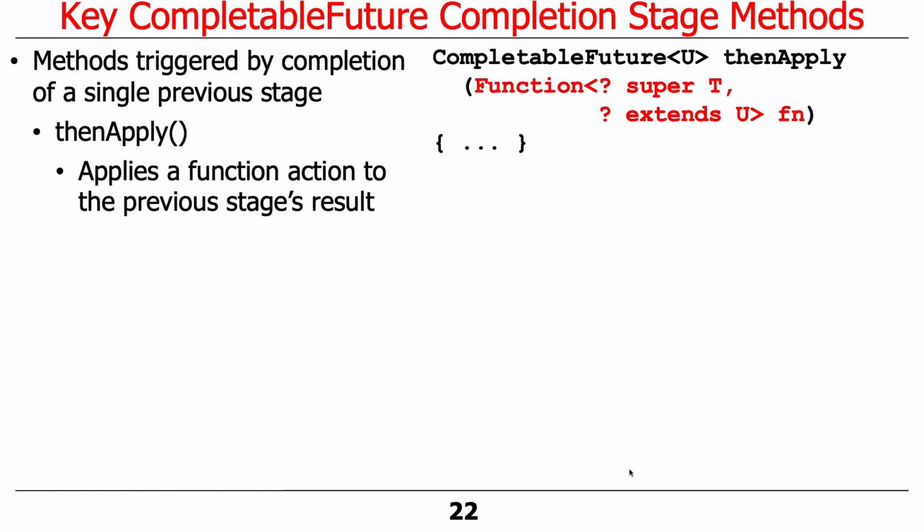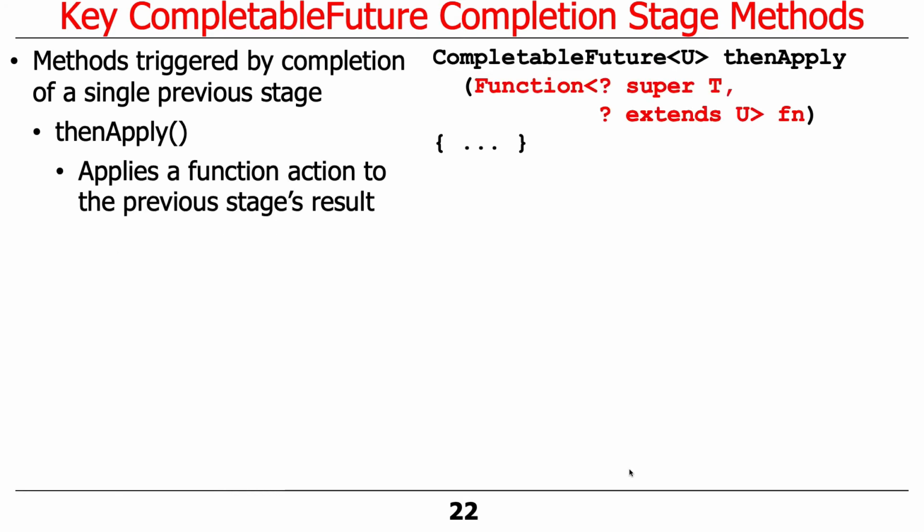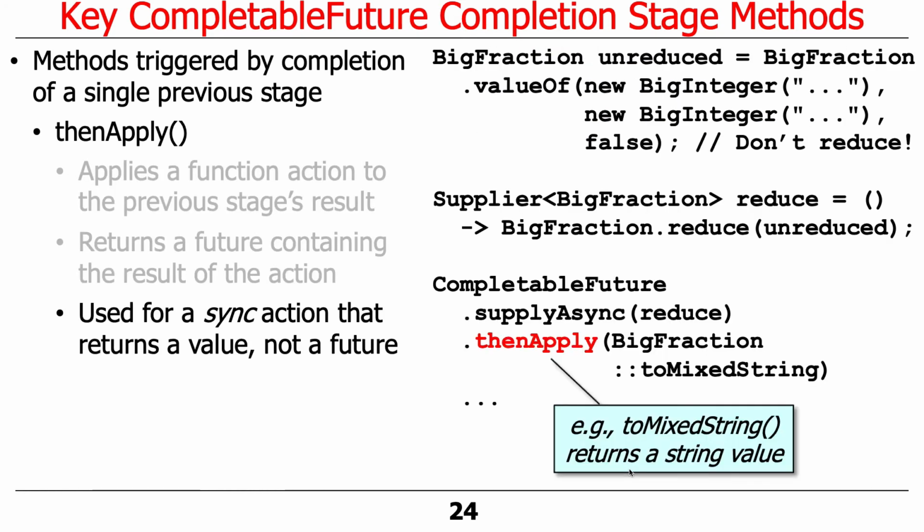It will apply a function action to the result of whatever the previous stage was. That's its job in life. And it returns a CompletableFuture that, when complete, will contain the results of the action that's run, that's given here as the parameter. We typically use thenApply for synchronous actions that return a value, not a future. What the heck does that mean?